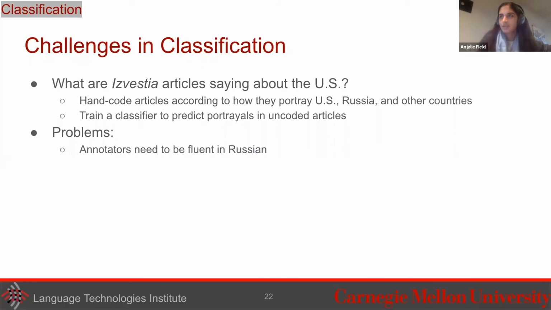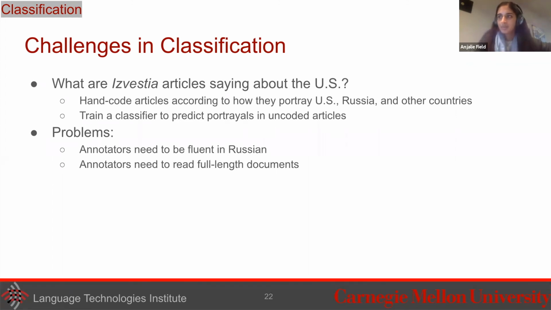One of the first ones is that we need annotators who are fluent in Russian. We're working with a set of news articles that are in Russian. And this is maybe a little bit harder than it seems to find. If you are trying to use a crowdsourcing platform, it's often hard to find speakers of the languages that you care about.